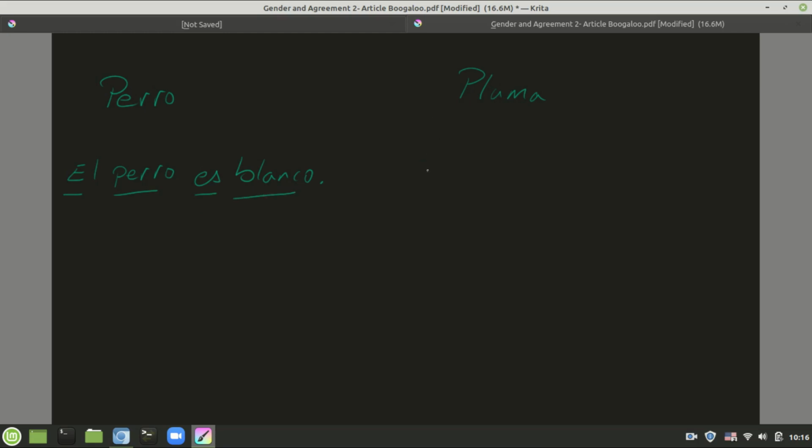Let's take pluma, and we'll do the same thing with that. We'll give it a definite article. Since this one is feminine and singular, we're going to use the feminine singular definite article, la, and then add pluma. Once again, we want to turn this into an actual sentence. So we're going to say la pluma es roja. What that means is the pen is red.